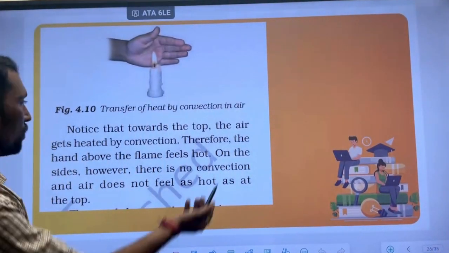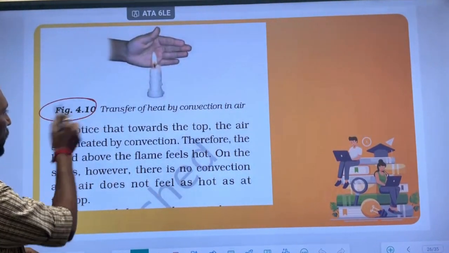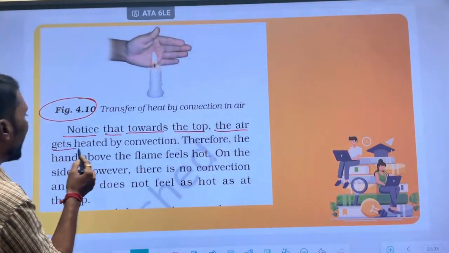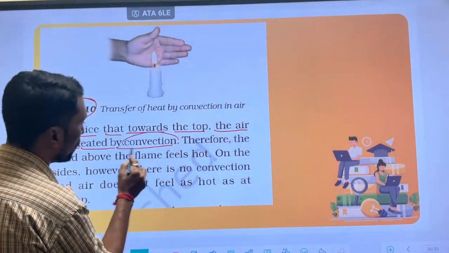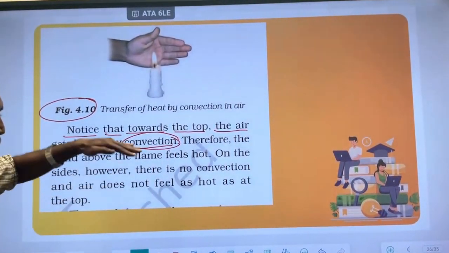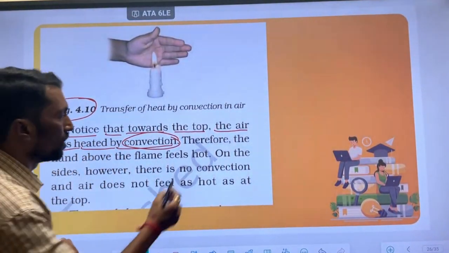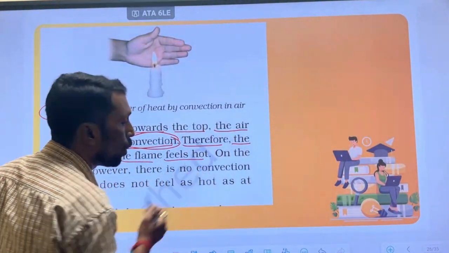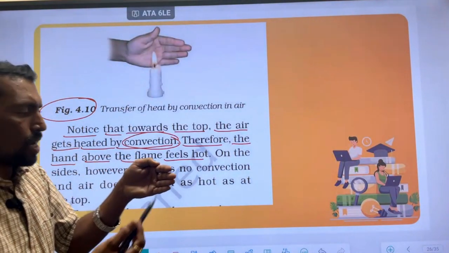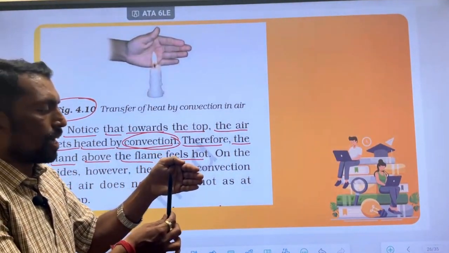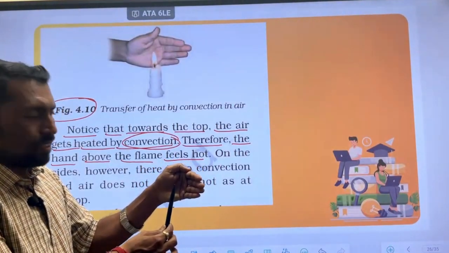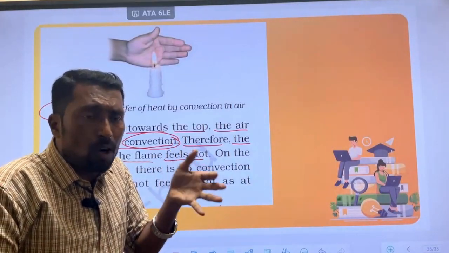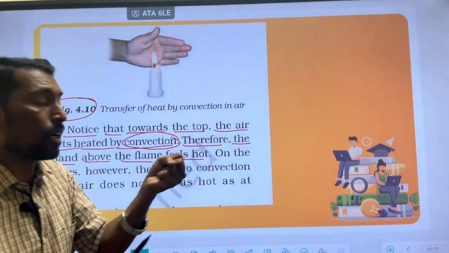Okay. Let's read figure 4.10. Notice that towards the top the air gets heated by convection. Yes, we talked about that. The upper part is heated by convection, therefore the hand above the flame feels hot. जैसे हम किसी फ्लेम के पास, यहाँ पे फ्लेम है, ऐसे हाथ लगाया है, थोड़ा दूर है ऐसे, तभी भी हमारा हाथ हम कैसे फील करेंगे? हैंड को लाइक अ हॉट. हमारा हाथ जो है थोड़ा सा गर्म हो जाएगा.